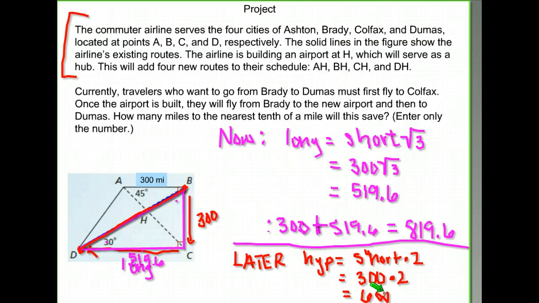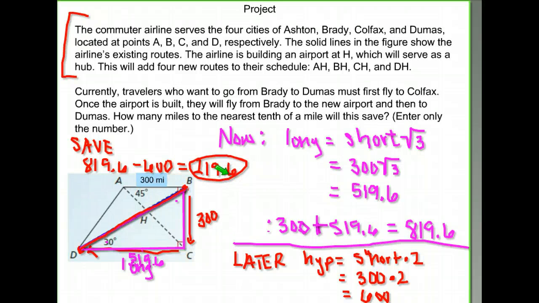Okay, so now we answer the question, how much is it going to save them to be able to go just this 600 miles as opposed to going 300 and then another 500? So all we need to do is find the difference between the two distances. Right now it's 819.6, but after they build the airport, it'll be 600. So how much of a distance is that going to save them? Very good. So it'll save them 219.6 miles of traveling once they get that new airport built.